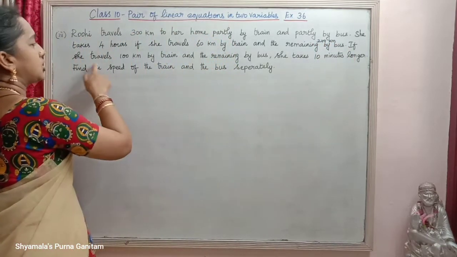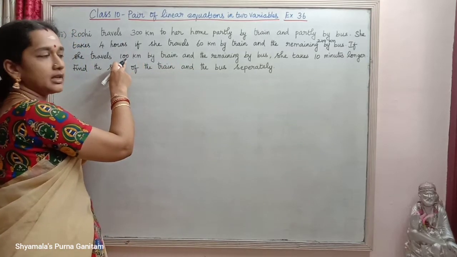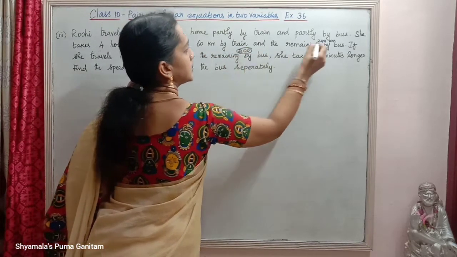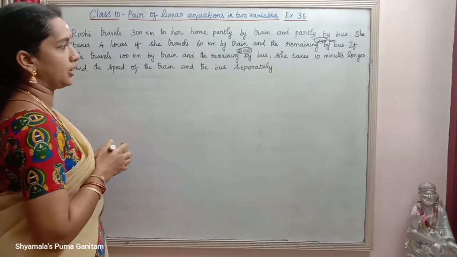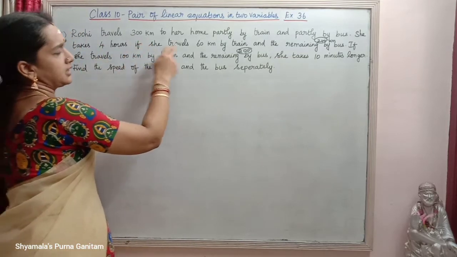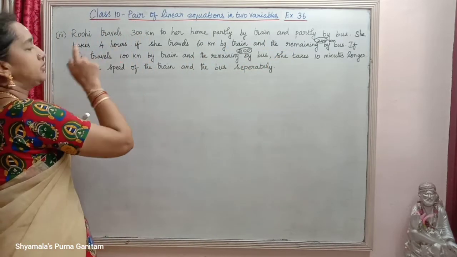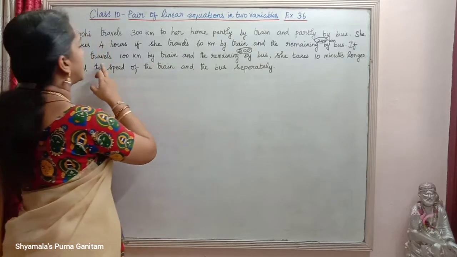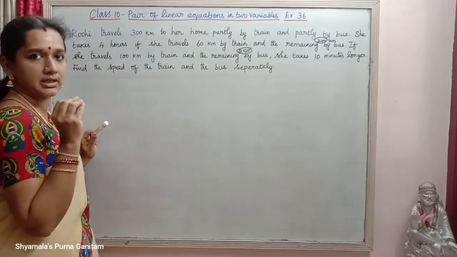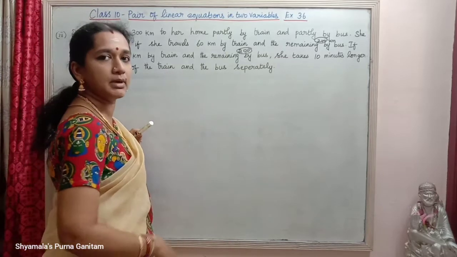Okay. If she travels 100 km by train and the remaining by bus, so total is 300. In that 100 she is travelling by train, so the remaining 200 by bus. So this is remaining 200. This one is remaining 240. She takes 10 minutes longer. Actually, if she is travelling 60 km by train and 240 km by bus, she will take 4 hours. But if she is taking 100 km by train and the remaining 200 by bus, she will take 10 minutes extra. That is 4 hours 10 minutes she will take. Find the speed of the train and the bus separately.